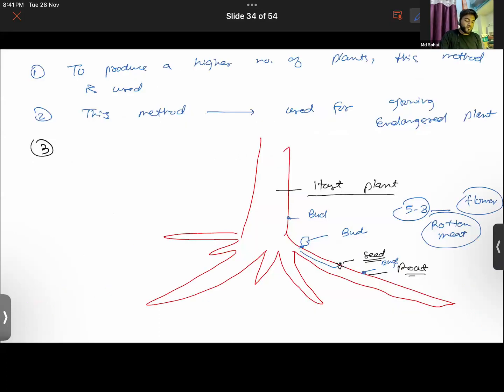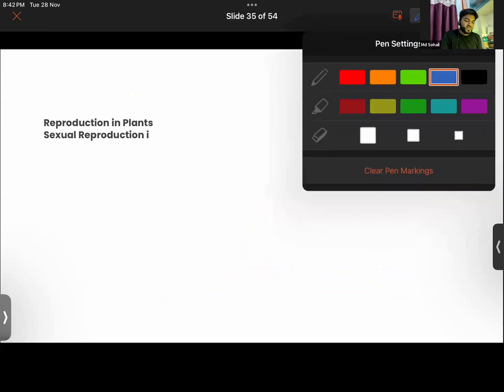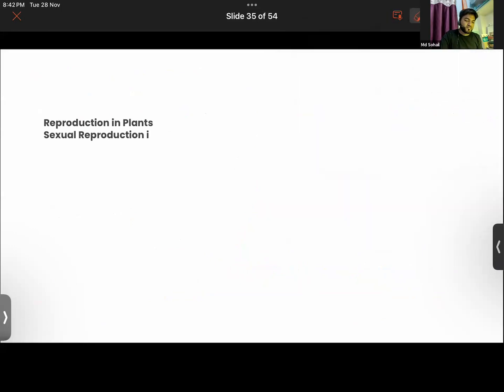What were the advantages of tissue culture, by the way? Sir, it takes less amount of space. We can increase the plants. A much larger number of plants can be grown at the same time. Yes, like we can grow more plants, and it takes less space to grow.